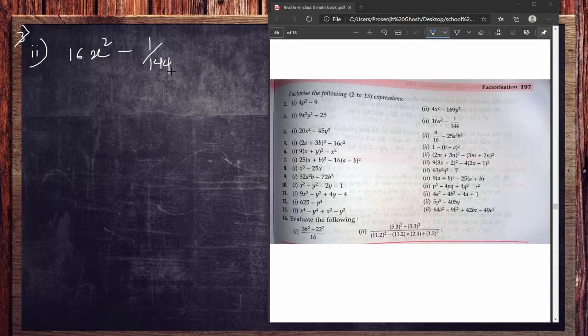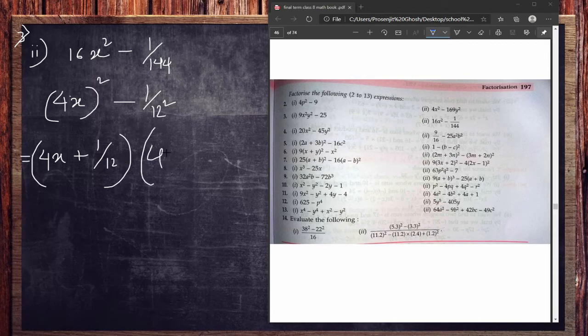So you can notice one thing, that 16 is nothing but the perfect square of 4. So 4 square and x square. So you can write it as (4x) whole square minus 1 by 144, that is nothing but the 12 square. So you can write it like that. This is nothing but the a square minus b square formula, which is giving you a plus b, that is 1 by 12, and a minus b, that is 4x minus 1 by 12. So you got the total idea, that is a plus b and a minus b, very directly done using identities.